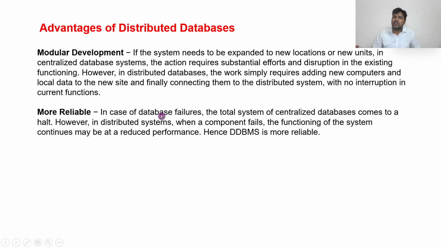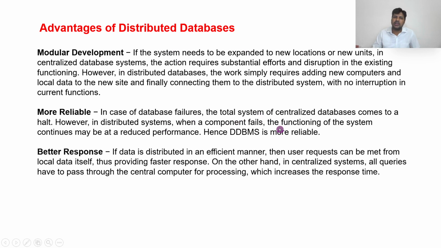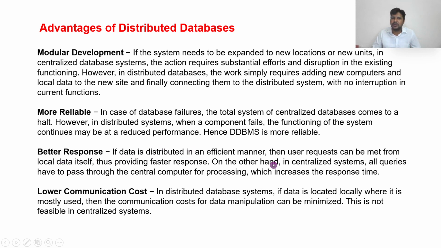More reliable, of course. If any failure happens in a centralized database, everything is gone. But a distributed database will have duplicate data, or a replication of data, so no issues, right? Better response, of course, because we have a local server, so it is very fast to get a response. Low communication cost. Whenever you request or try to access the data, you go to the local server, not the main server, so communication cost will decrease, right?